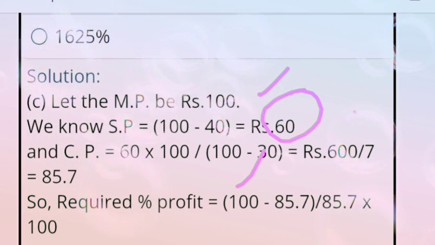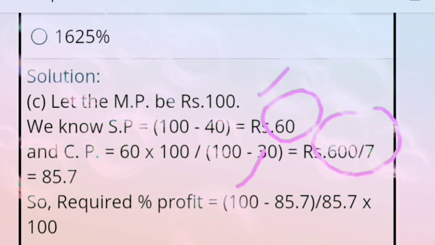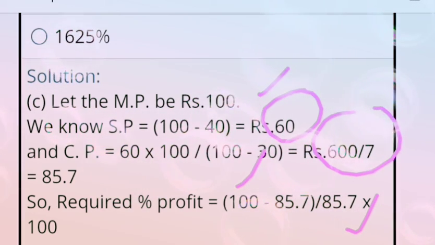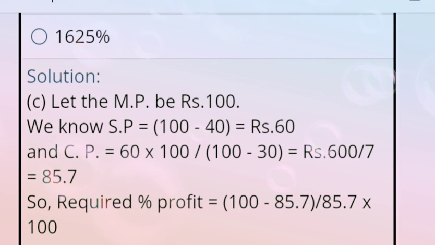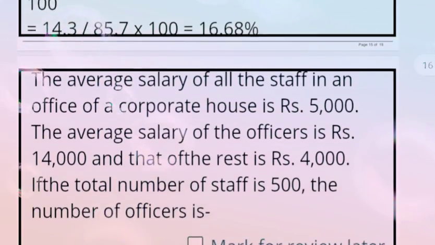100 minus 30, that is equal to 85.7. And the required profit is also going to be what? Required profit is also going to be just market price minus cost price upon cost price into 100. So on the basis of this formula, we get the correct answer, option B, that is 16.68. Now come to the next question.